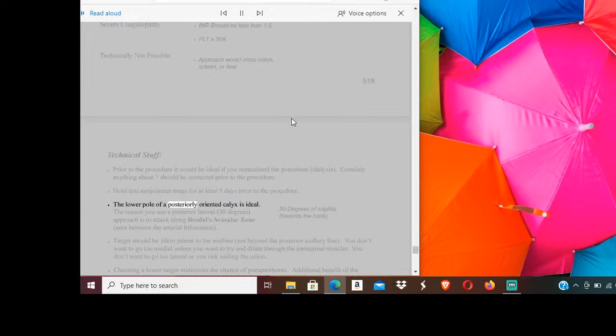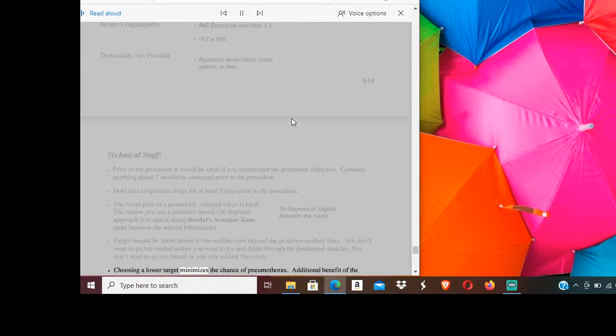The lower pole of a posteriorly oriented calyx is ideal. The reason you use a posterior lateral, 30 degrees, approach is to attack along Brodel's avascular zone, the area between the arterial bifurcation. 30 degrees off sagittal, towards the back. Target should be lateral to the midline, not beyond the posterior axillary line. You don't want to go too medial unless you want to try and dilate through the paraspinal muscles. You don't want to go too lateral or you risk nailing the colon.